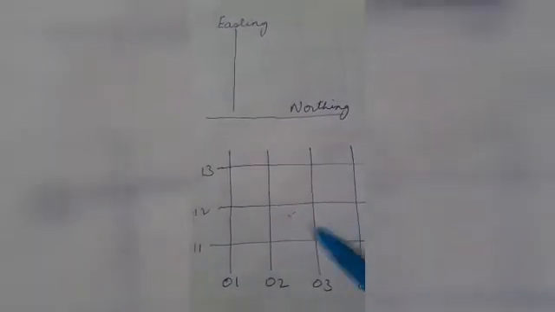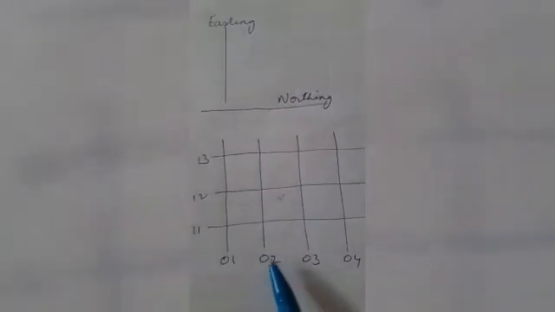Now for the object X, what is the 4-grid reference of the object? Let us see. For object X, the line to the left is 02, and the line below is 11. So the 4-grid reference of object X is 02 and 11. This is what the 4-grid reference is.